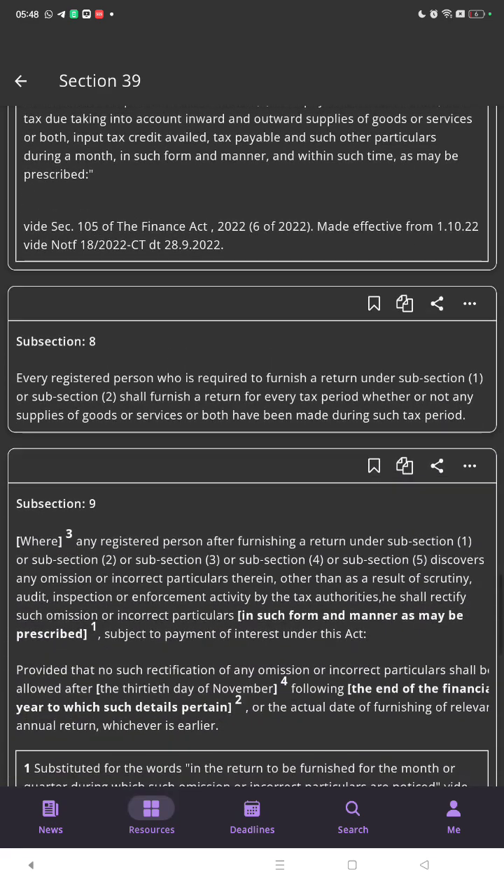Subsection 8: every person who is required to furnish a return under subsection 1 or subsection 2 shall furnish a return for every tax period, whether or not any supplies of goods or services or both have been made during such period.